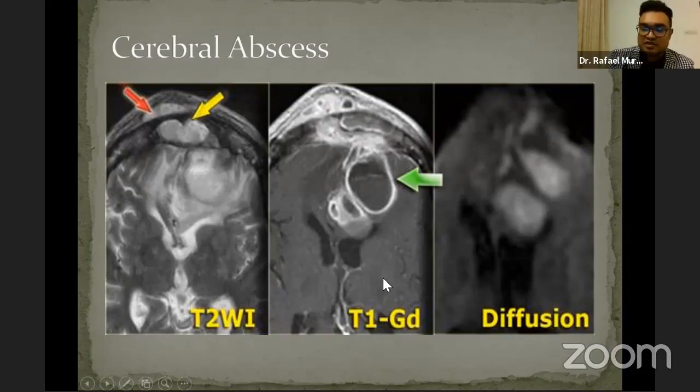We can differentiate it by diffusion weighted image. We can see restricted diffusion here. It's a hyperintense image, restricted diffusion. So this is a fluid filled lesion, and when we see a fluid filled lesion in the brain, we should search for sinusitis. So this is a case of cerebral abscess.